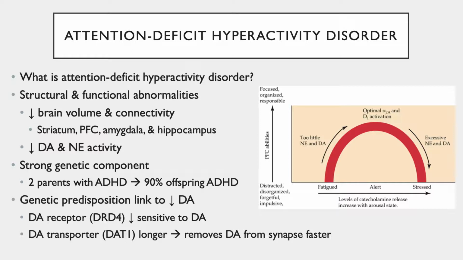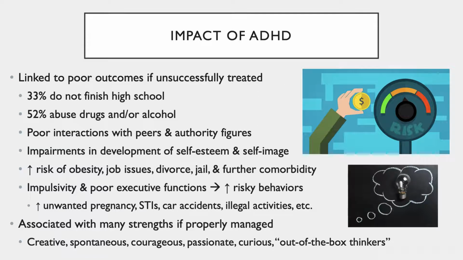When you have too much norepinephrine and dopamine, you end up feeling really stressed. It's difficult to pay attention, you're jittery, it's impulsive, it can be very hard to get things done. At the top of the curve is the optimal level of norepinephrine and dopamine activation. That's where we feel alert but not overwhelmed and not fatigued either. With individuals without ADHD, it's easier to find that sweet spot. Those with ADHD often need to use strategies, which might include medication, to help find that optimal level. So what is the impact of ADHD?